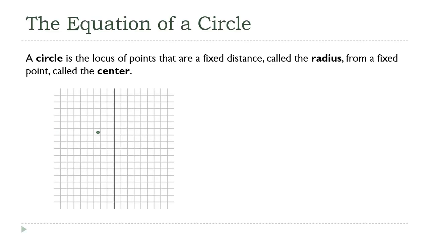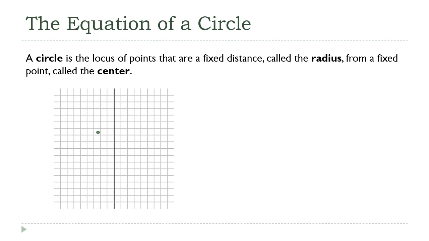Now we're ready to develop an analytic or an algebraic description of a circle. That is, we can develop an algebraic equation that defines a set or a locus of points that's consistent with the classic geometry definition of a circle. So our definition starts off the same way the classical geometry definition does.